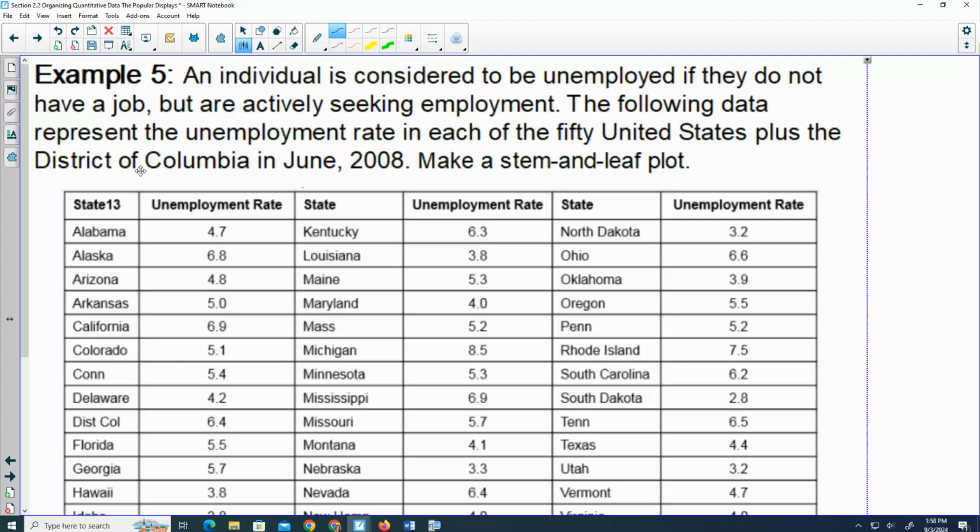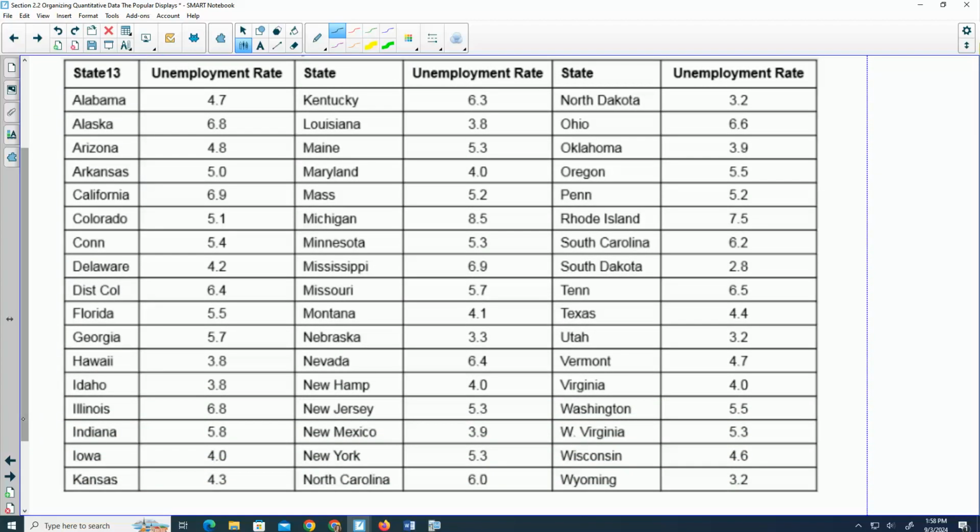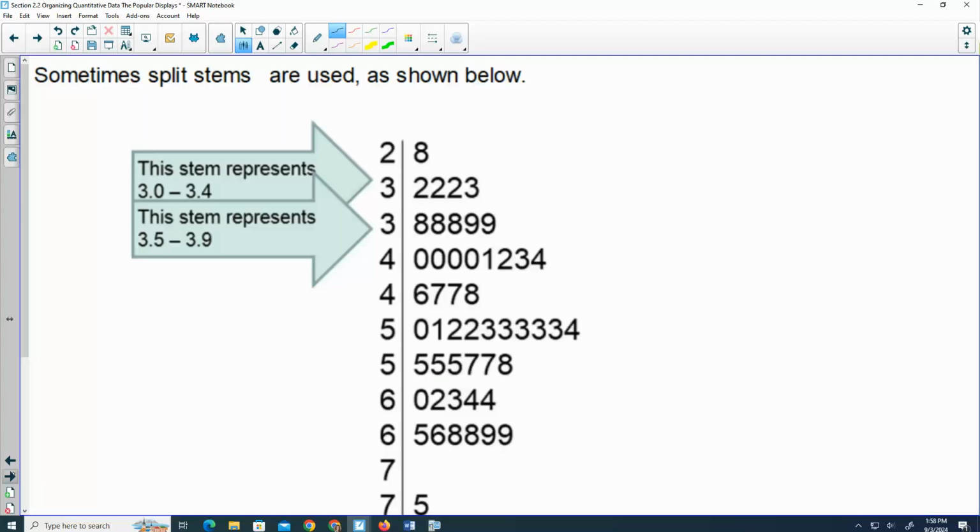So I did an example for you. I'm not going to go through the whole thing, but this is basically each state and the unemployment rate. You'll notice these all have a decimal, but they have a leftmost digit and a rightmost digit.